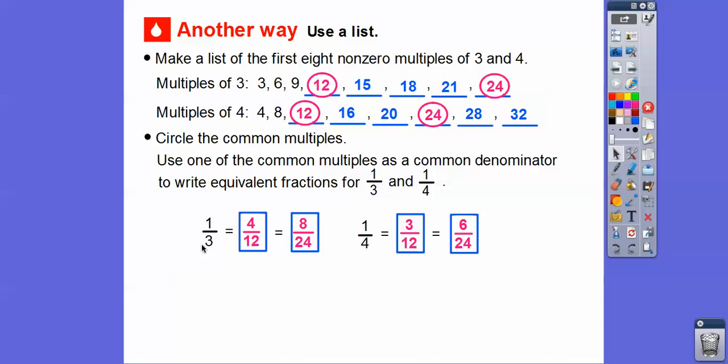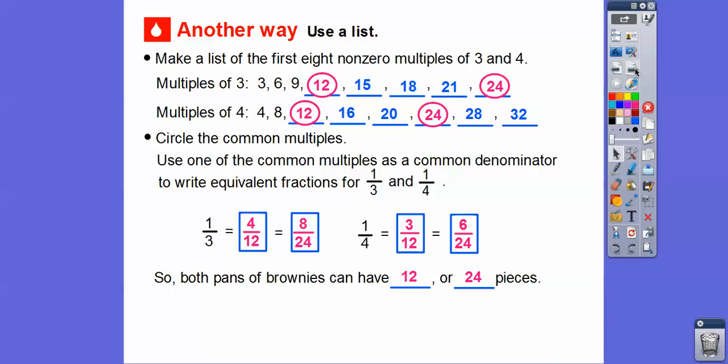Which number do you think is bigger, 1/3 or 1/4? 1/3 is, because once they have common denominators, we can look at the numerators. I think that's the next lesson, by the way. All right, so both pans of brownies can have 12 or 24 pieces right there.